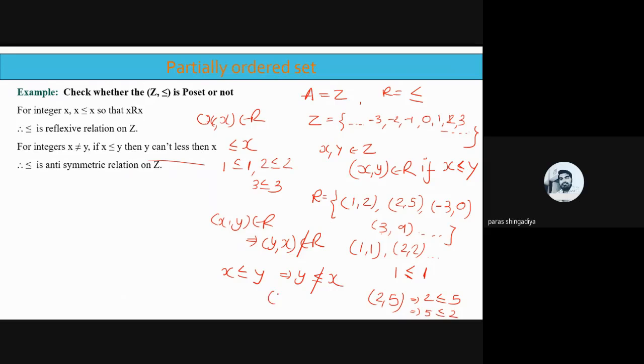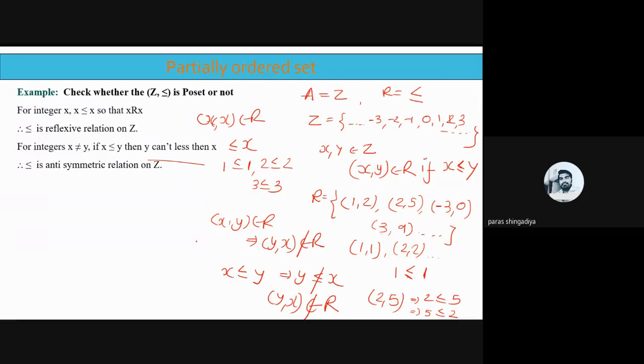So what does it mean? (y, x) does not belong to R. Why does it not belong to R? Because it does not satisfy the relation. The relation here is less than or equal to. So for (x, y) belonging to R, (y, x) would also belong to R only if y were less than or equal to x, but here y can't be less than x. So therefore (y, x) does not belong to R, and that is required to say it is an anti-symmetric relation. Clear? So we say less than or equal to, R, is an anti-symmetric relation on Z.